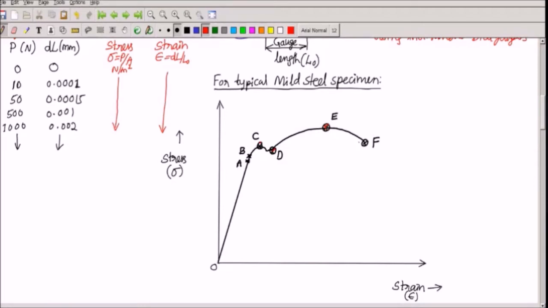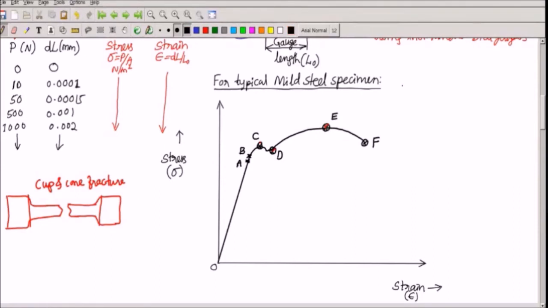And if you continue to load, after a certain strain, the specimen will be separated. So how does it look when it separates? The specimen will look like this. There is something called cup and cone fracture and brittle fracture. Here you will see cup and cone fracture. One portion will be like this and the other portion will be like this. That is how the materials separate. That is the failure point.